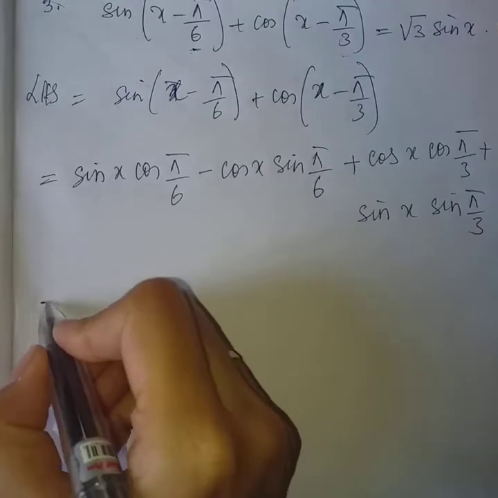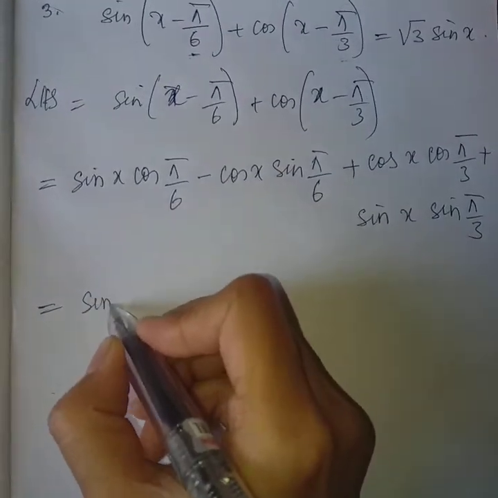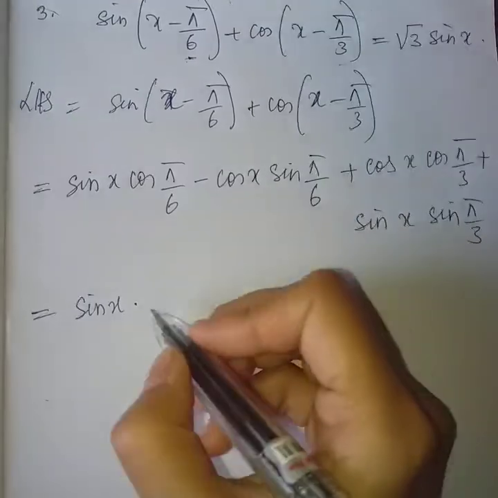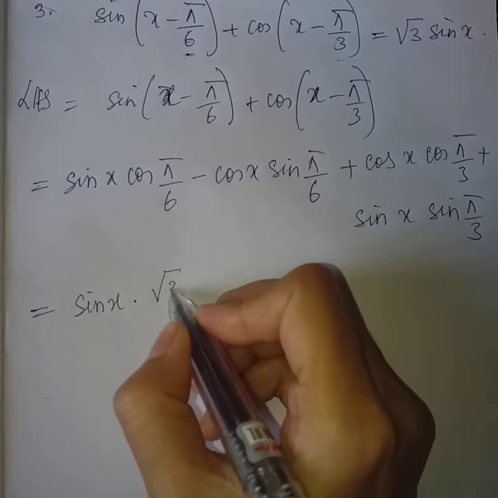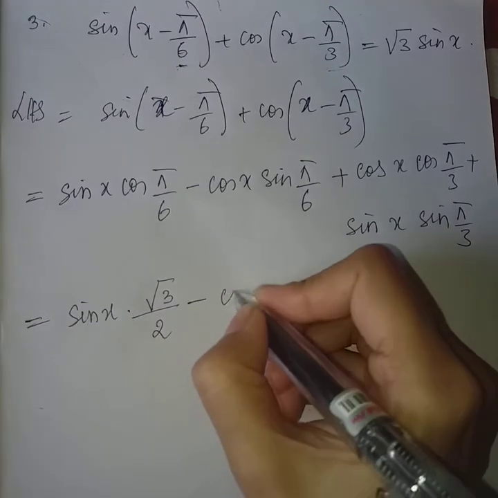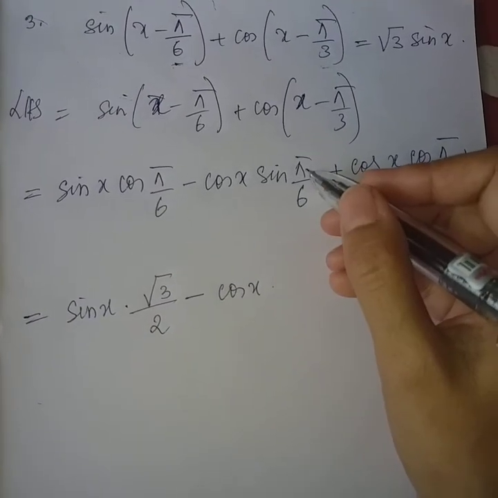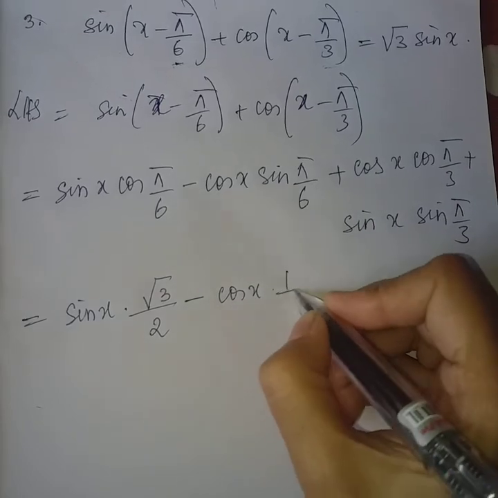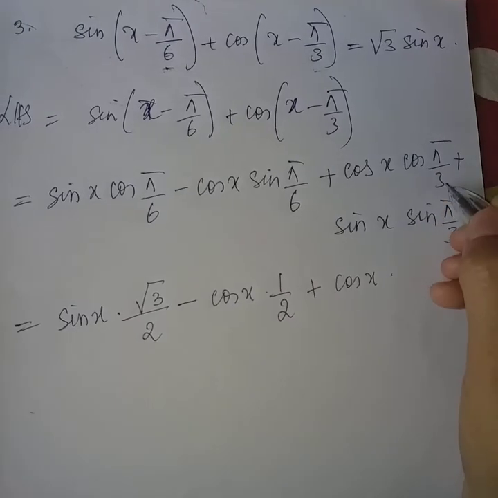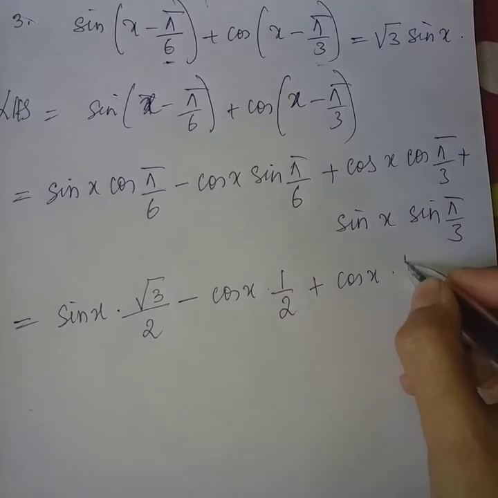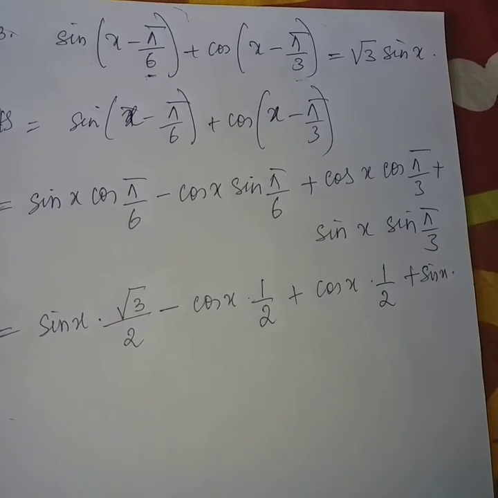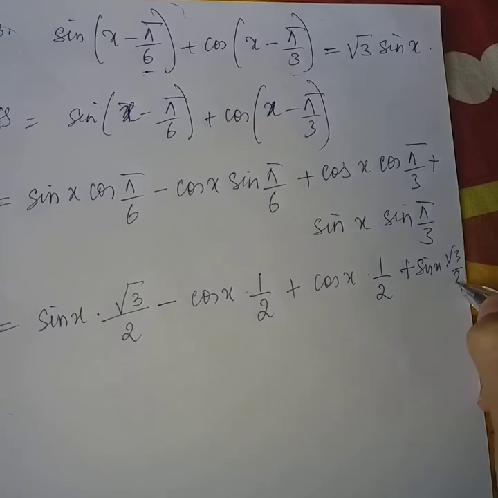So next we put the values. Sine of x remains sine of x. Cos of pi by 6, where pi by 6 is 30 degrees, so cos of pi by 6 is root 3 by 2. And again cos of x, sine pi by 6, again it is 30 degrees, sine pi by 6 is 1 by 2, plus cos of x remains. Cos pi by 3 means cos of 60 degrees is 1 by 2, plus sine x, and sine pi by 3 means sine 60 degrees, which is root 3 by 2.